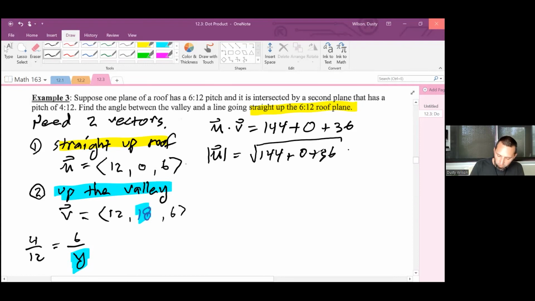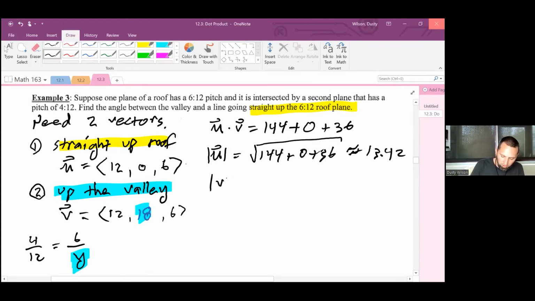I wouldn't normally use decimals, but we're actually talking about real life here. We're talking about actually cutting boards, so maybe we'll find decimals for this particular example. Oh, this is a plus, my bad. So approximately 13.42.